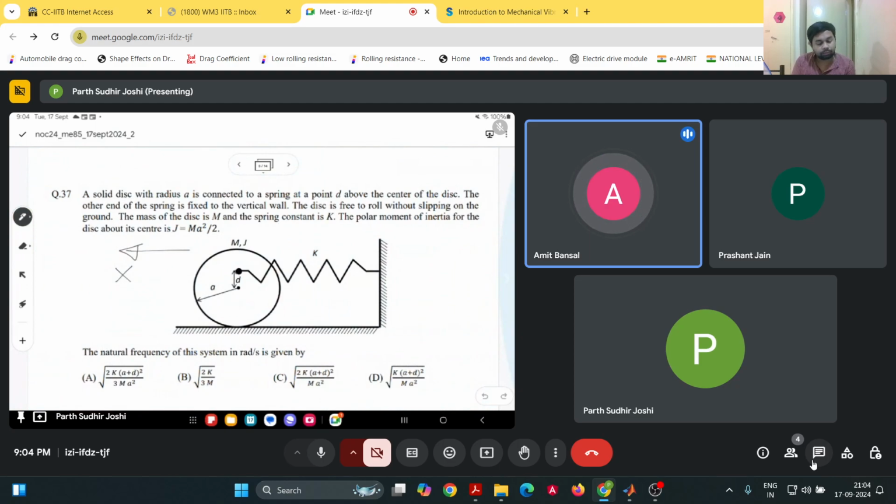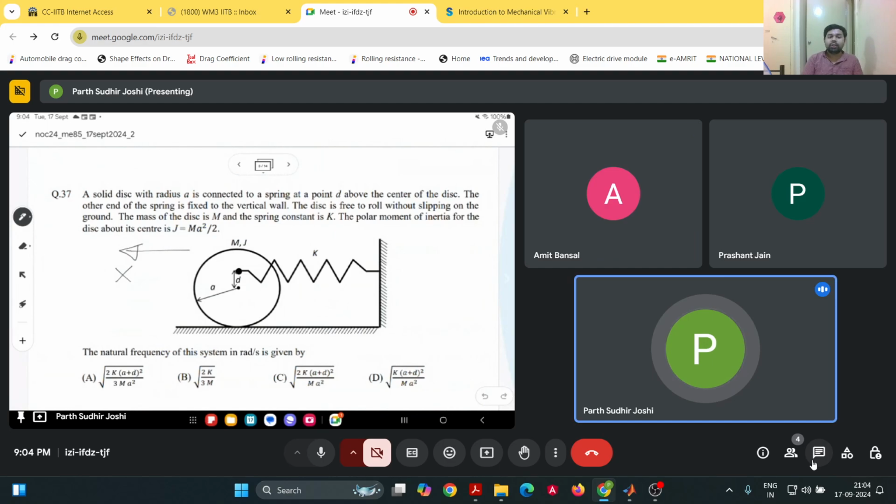Sir, this is ma square by 2, the polar moment of inertia. So polar moment of inertia is like mass moment of inertia. It's basically the same. The polar means basically about the axis perpendicular to the plane of that disk. So polar moment of inertia means just that, nothing else as such.